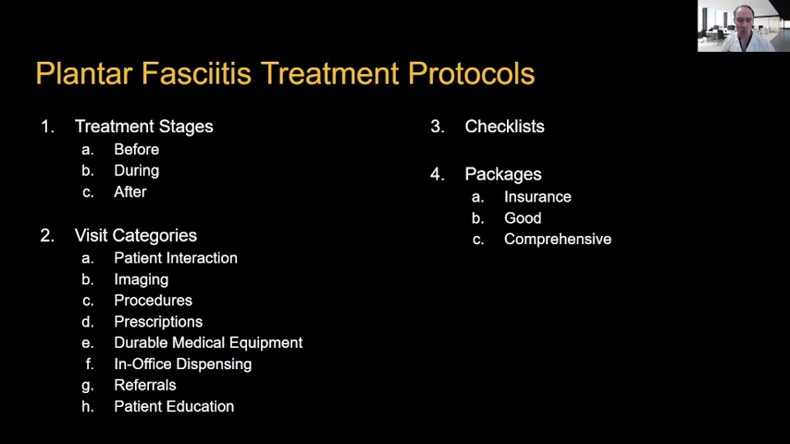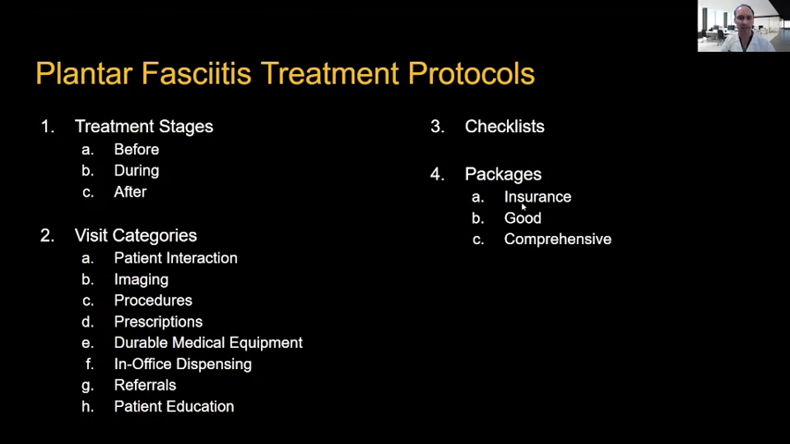Okay. We are going to talk about what I've named the treatment stages, which is the before, during, and after. We're going to talk about the visit categories. We're going to talk about checklists. And then we're going to talk about different packages.